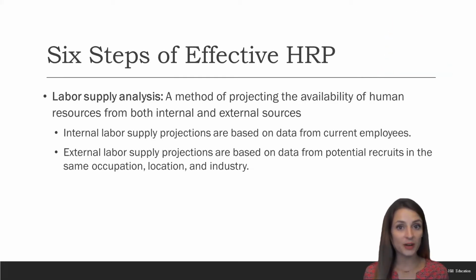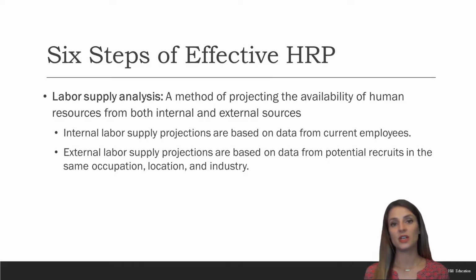The third step of the planning process then involves labor supply analysis. This method attempts to identify the availability of human resources, both internal and external sources. Internal labor supply projections are based on our internal stakeholders, our current employees. External labor supply projections are based on information from potential recruits.